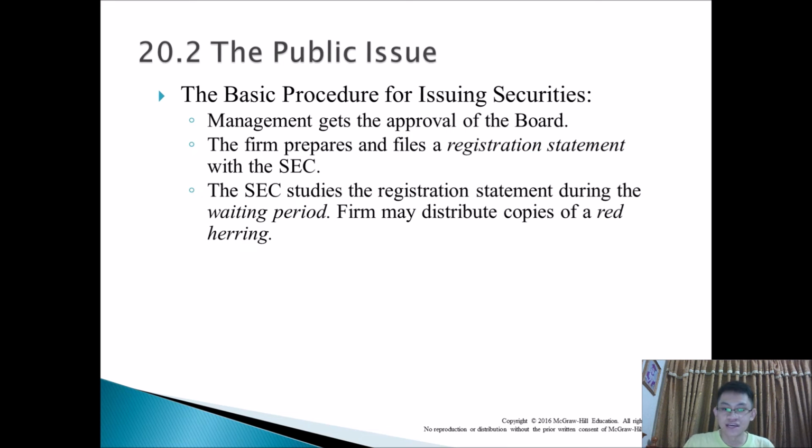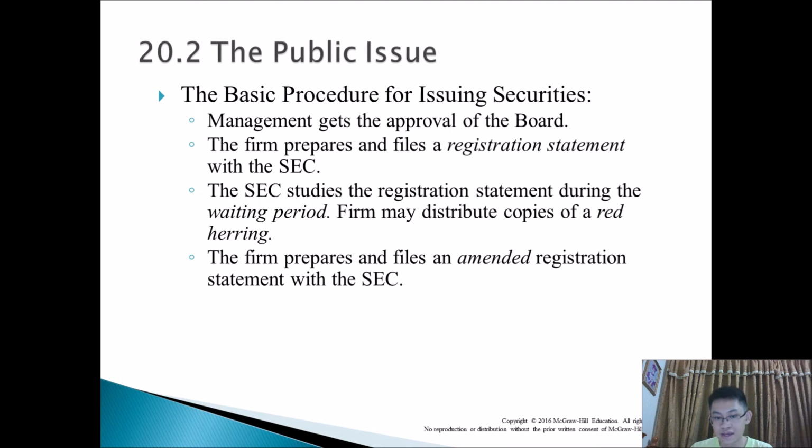Then, the SEC will study the registration statement during the waiting period. The firm may distribute copies of a red herring during this period. A red herring is also known as a preliminary prospectus. It should be noted that the company cannot sell the securities during this period, but oral offers can still be made.